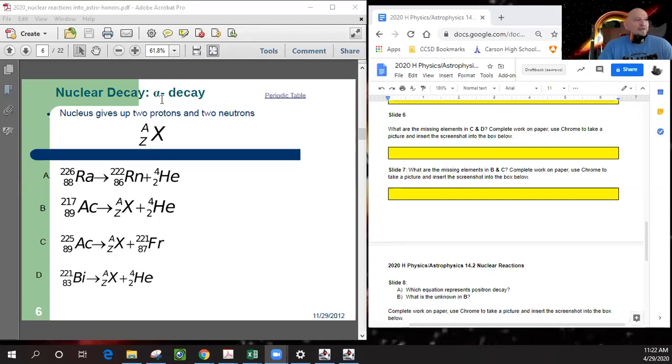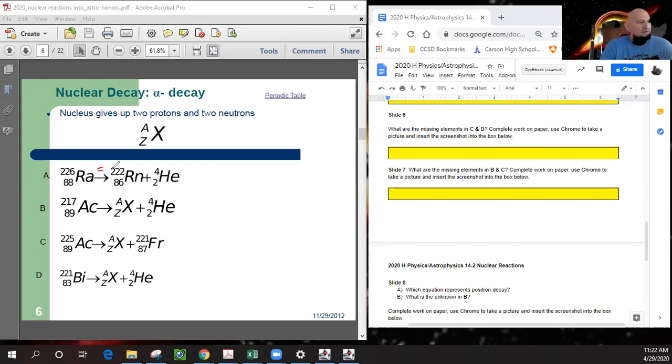But this is called alpha decay. So you have a particle and then it breaks apart and gives off an alpha particle and it has something left over. Take a look at an example here. So here we have, I think it's radon, and it has 88 protons, 226 is the mass number. Now see this arrow here? Think of this as like an equal sign.